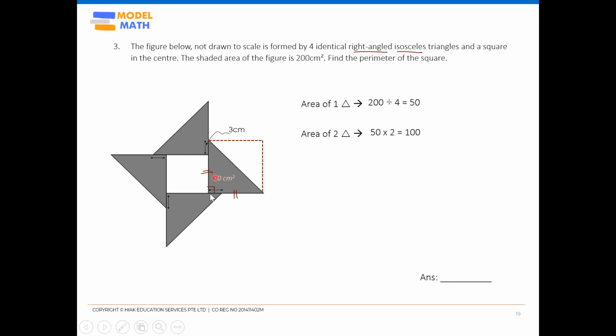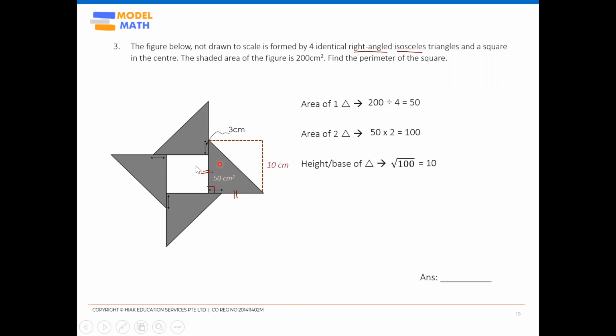We can now find one side of this square, which is also known as the height or the base of one triangle. So just square root 100 to get 10 cm. As we all know, when we are given the area of a square, you can square root it to find one side of the square. So this side is 10 cm.